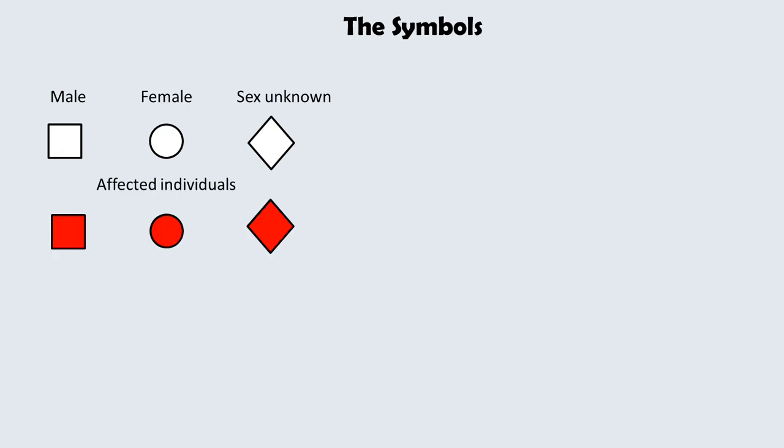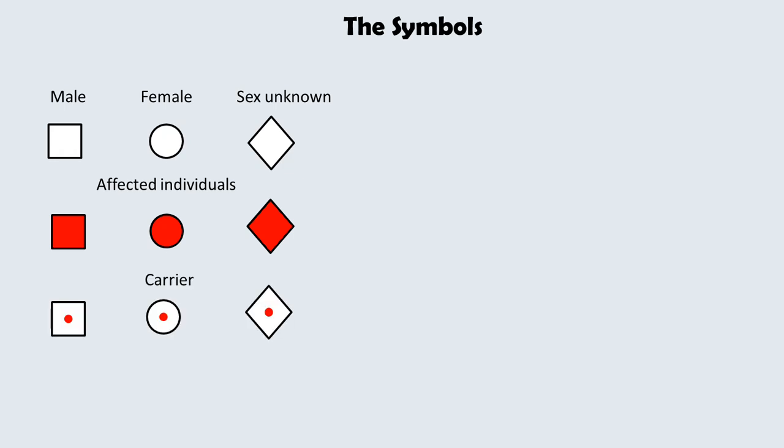So the first symbol here is a square. A square mainly indicates a male and a circle mainly indicates a female. In the case of an individual whose sex is not known, then we use a rhombus. When an individual is actually affected, we generally shade that particular complete symbol.